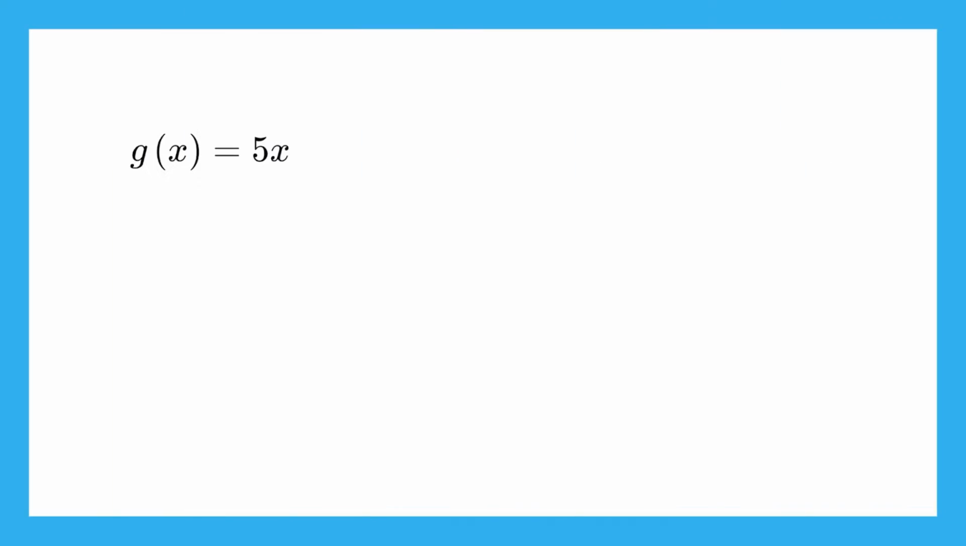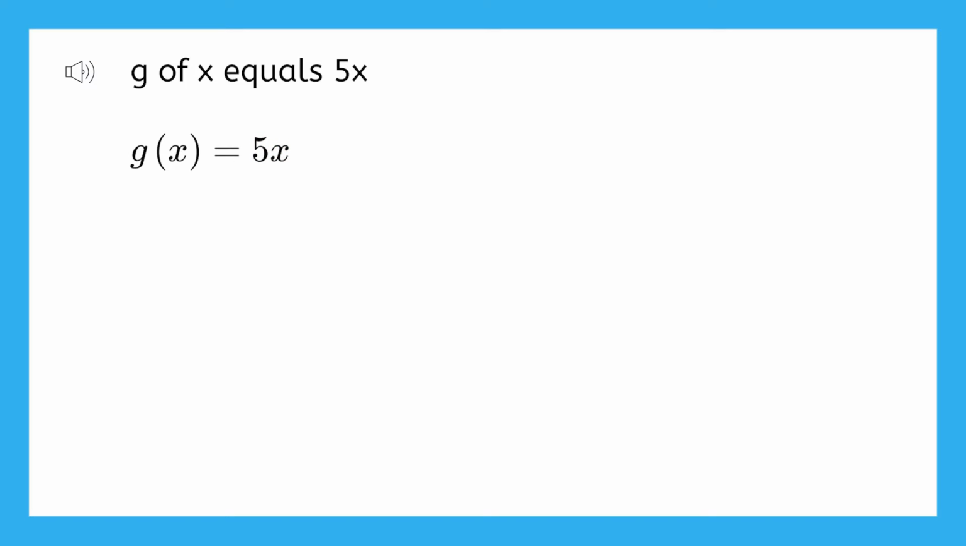Let's practice reading another function's notation. How about this one? What does this say? What information is this function's notation giving me? Well, firstly, I would read this aloud as g of x equals 5x, or 5 times x. So I know that the name of the function is g. And the variable that represents the inputs is x. And lastly, the rule of this function is to multiply the inputs by 5 to get the outputs.